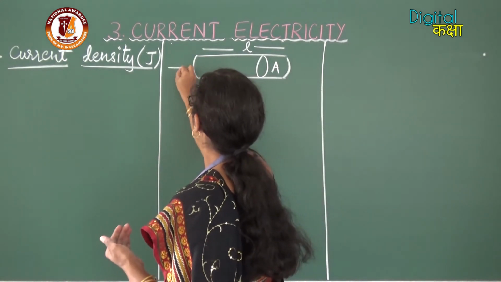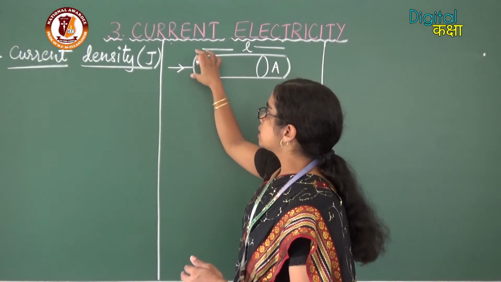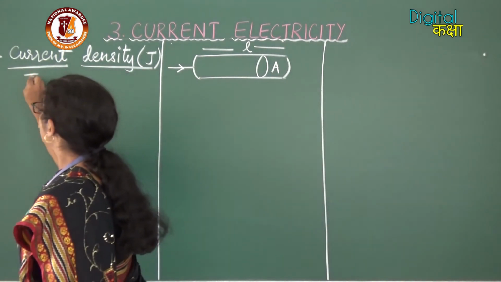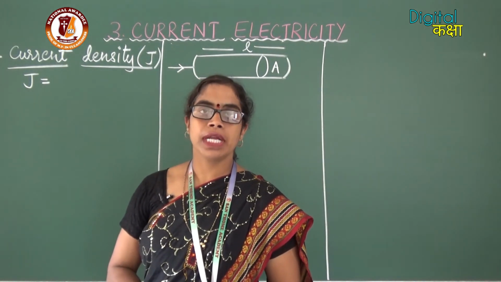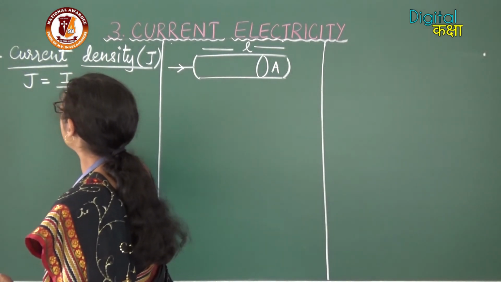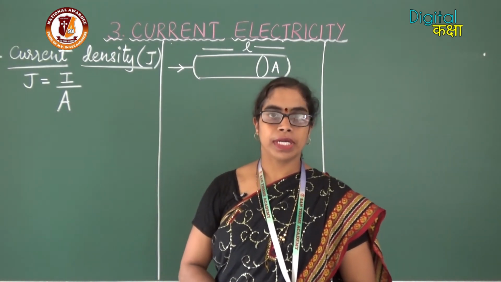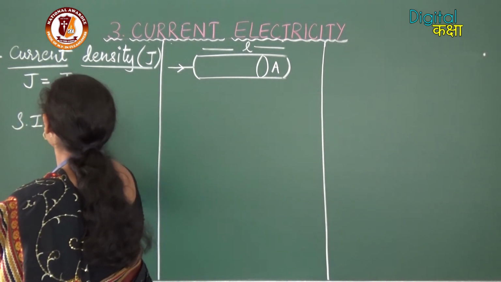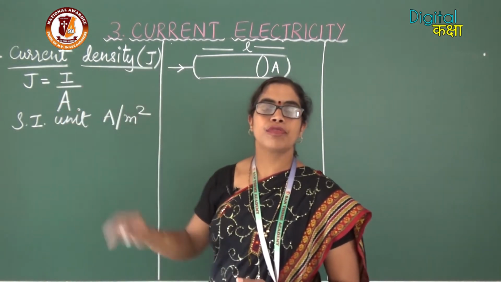Certainly, when the current enters this conductor or the wire, it will flow through this cross sectional area. So, the formula for this physical quantity current density, which is represented by capital J, is given as J is equal to I upon A. This current density is a vector quantity, and the SI unit for the current density is ampere per meter square, as is clear from the formula.